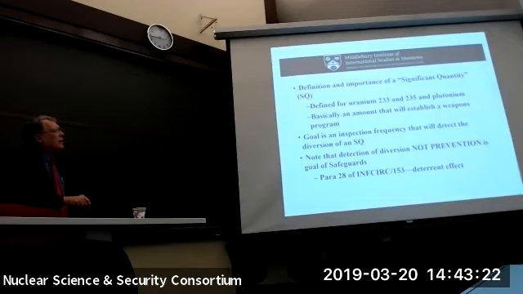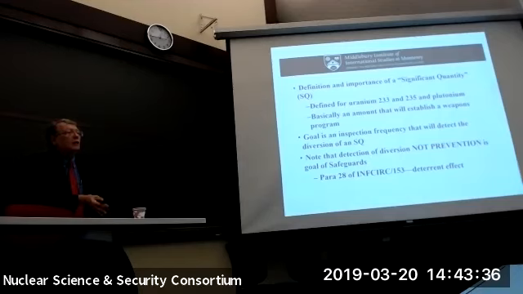So, detection and diversion, not prevention. Although there's obviously some deterrent effect by having this system in place. Now, if you know somebody's going to come looking for your material, maybe you're less likely to divert it, or maybe you're just more likely to make it very quickly.